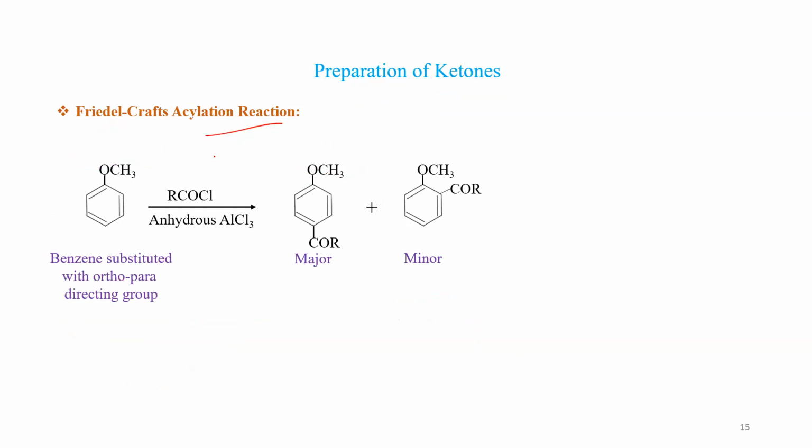Then the Friedel-Crafts acylation reaction. We can take benzene also. Here they have taken methoxybenzene, but we can take only benzene also. On reacting with an acid chloride or acyl chloride in the presence of anhydrous aluminum chloride, we get a mixture of para-substituted and ortho-substituted product. The para-substituted product will be the major product, and it's a ketone. So this RCO is transferred to the benzene ring: RC double bond O attached to the benzene ring. It's a ketone.